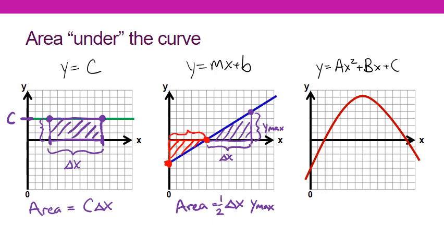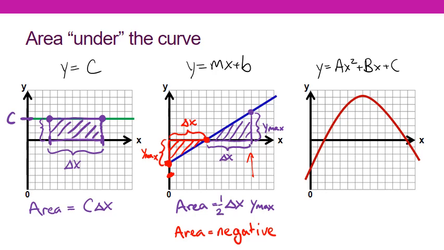Still, this is my delta x, but now my y max ends up being a negative number. And so my area ends up being a negative area. And if I had to add these 2 areas together to get the area between this point and this other point here, well, now I would have a positive area and a negative area, in which case I would have to do the sum of the 2, right?